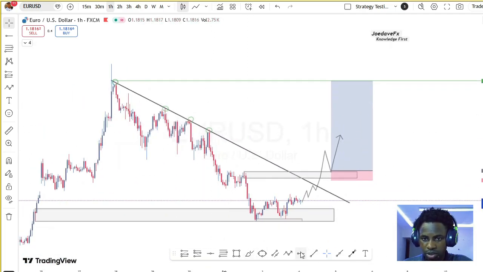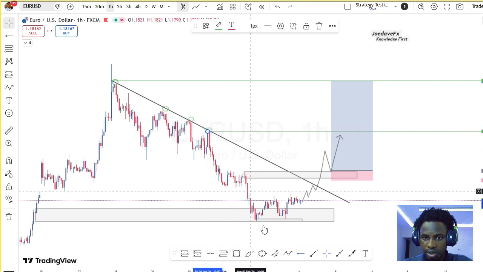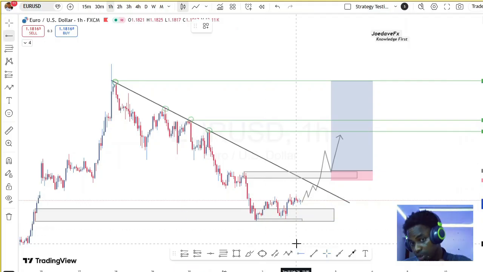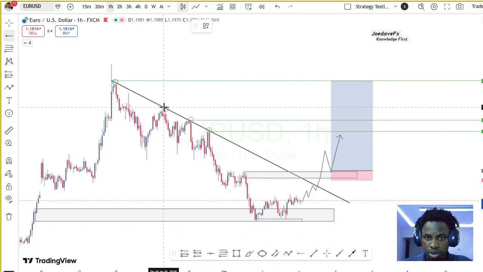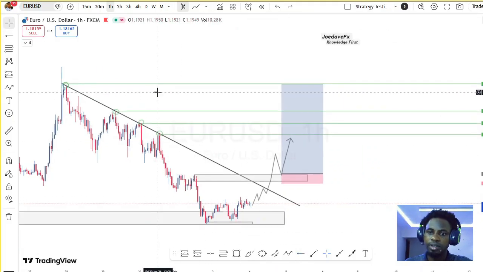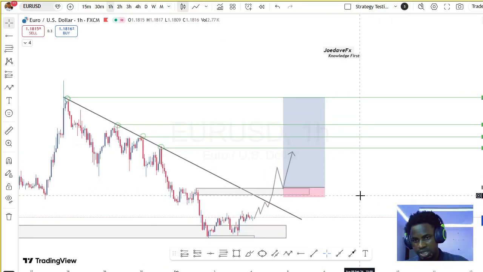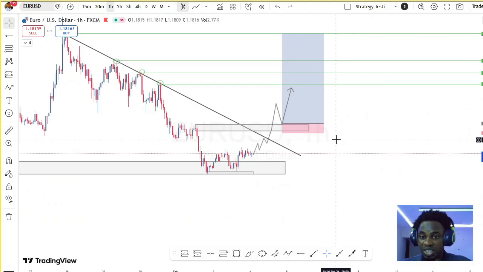And don't forget all these target areas. These are our targets. These levels are for managing trades, probably for adding more positions as well. But you use them to manage your trades, so it's very, very important. For this kind of one, we may have a use for it tonight. But I'm not saying that's what is going to happen.